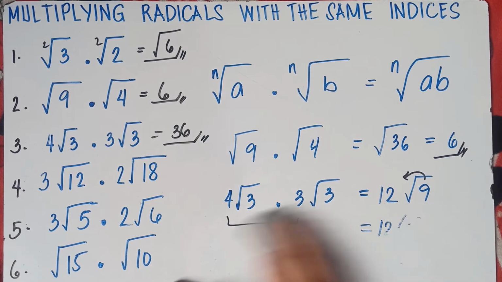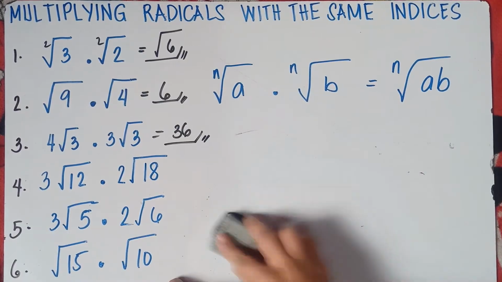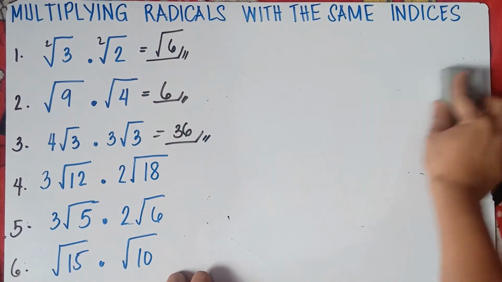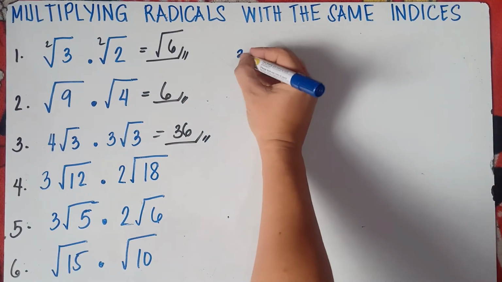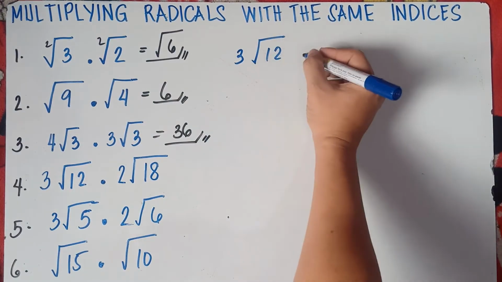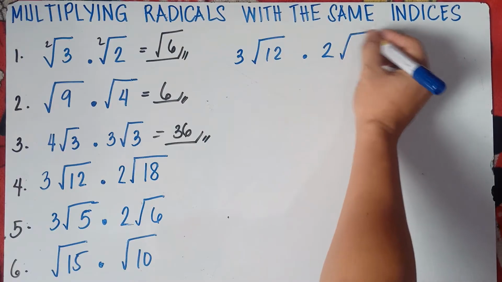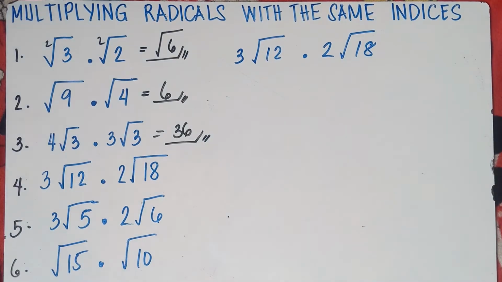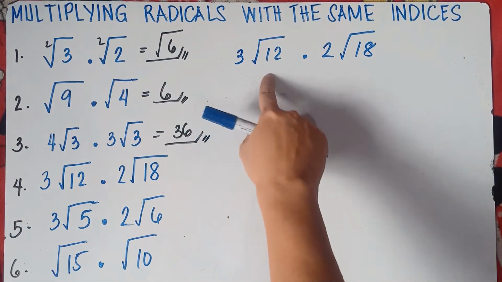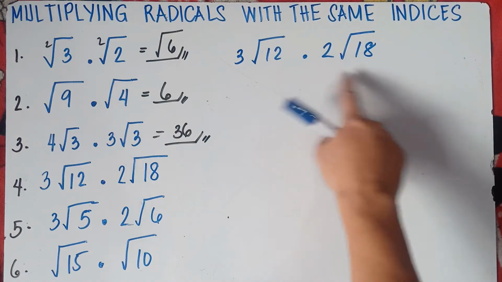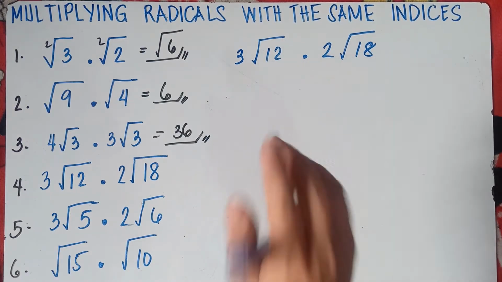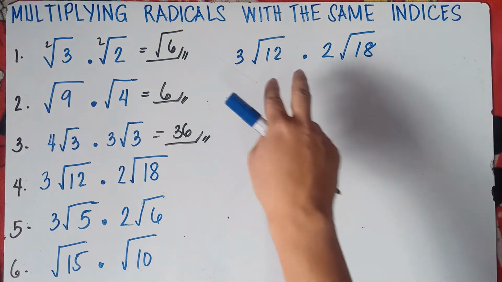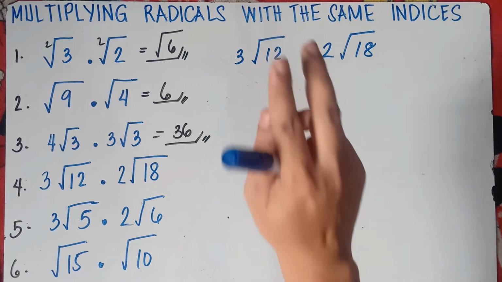Let's try number 4. Once again, if you can simplify, you always simplify. So 3 times square root of 12 multiplied by 2 square root of 18. If you multiply directly 12 and 18, these are large numbers, right? 12 times 18 would be a large number. So we need to simplify this first before multiplying.